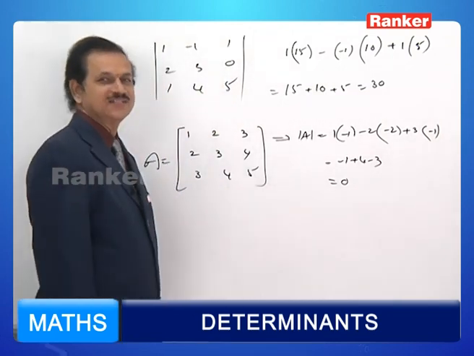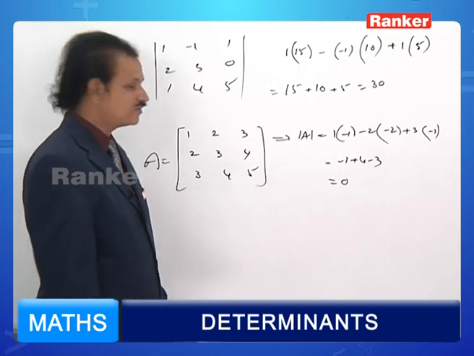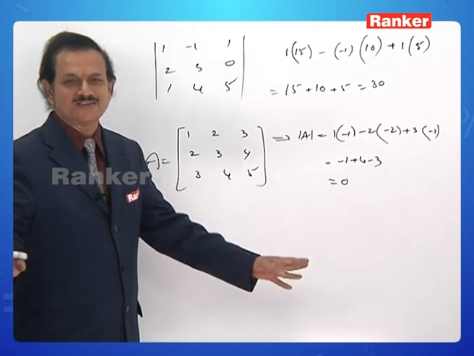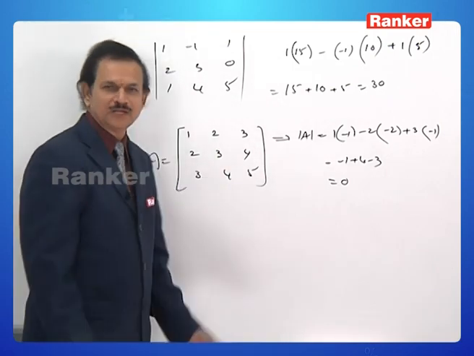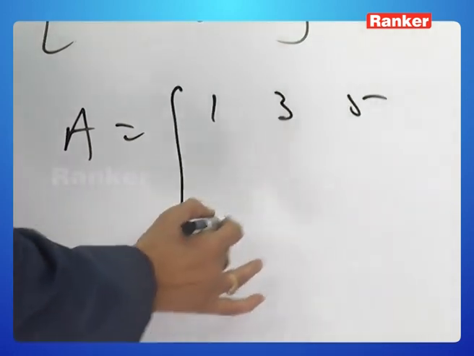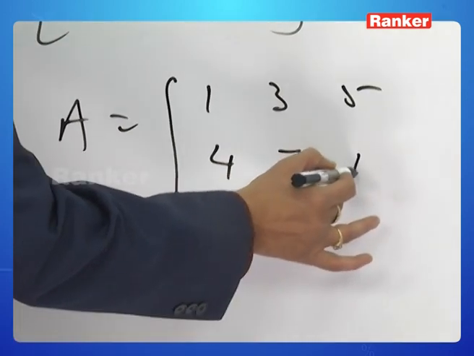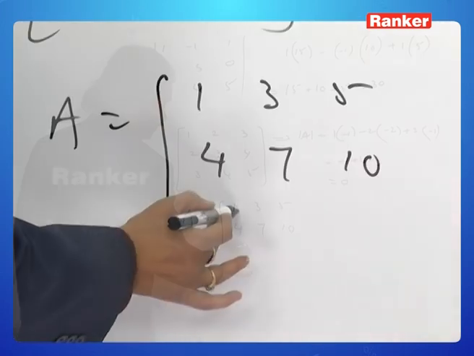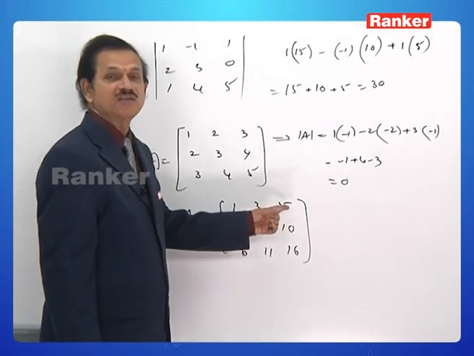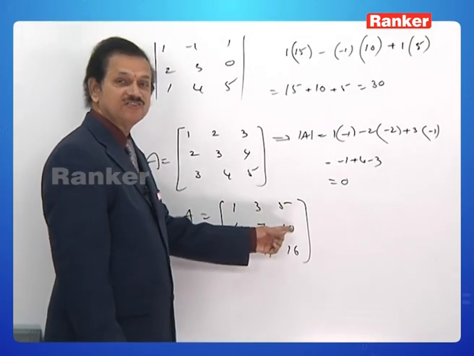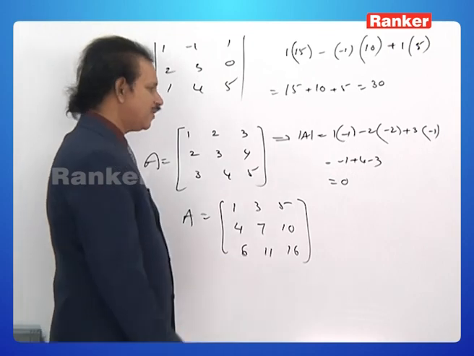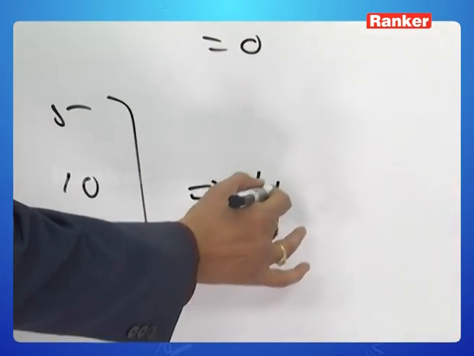Later on we shall discuss among the properties of determinants. You observe here, these are an AP, these are an AP, these are an AP. In such a case, you need not calculate the determinant. It will be 0. Not only this, you observe this. A is equal to 1, 3, 5. 4, 7, 10. 6, 11, 16. You observe the elements. These are an AP. Difference is 2. These are an AP. Difference is 3. These are also in AP. Difference is 5. Here also, if you want, you can calculate. You calculate it. That it definitely becomes 0.